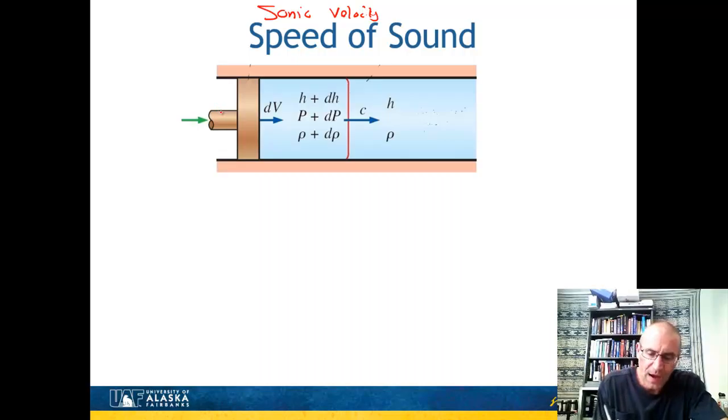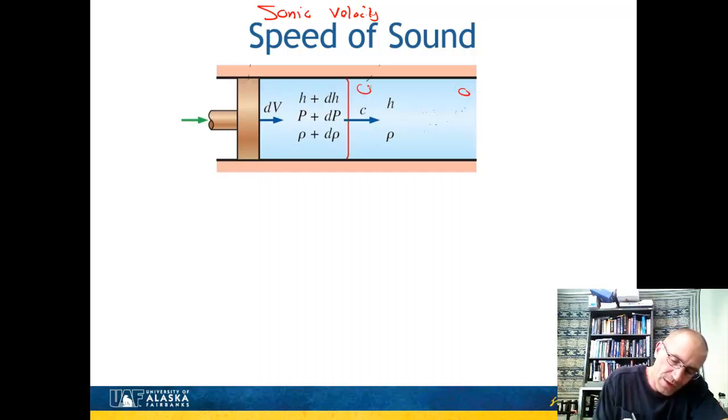I have this sort of a piston inside a duct that's maybe full of air, and I'm just going to go ahead and maybe hit it with a hammer, causing it to move to the right with some velocity. And that velocity we're going to call dV. And what that's going to do is it's going to cause this compression wave to move through.